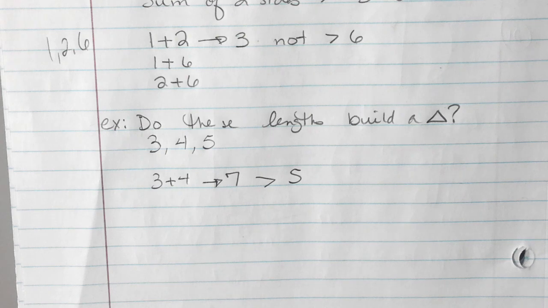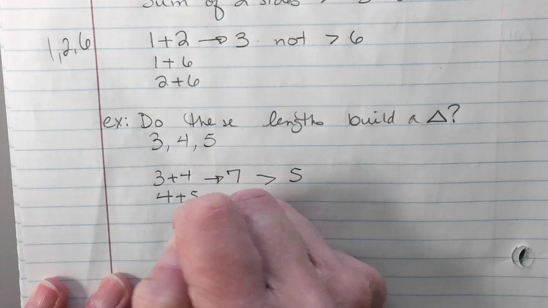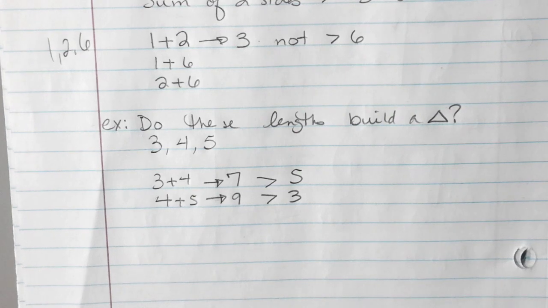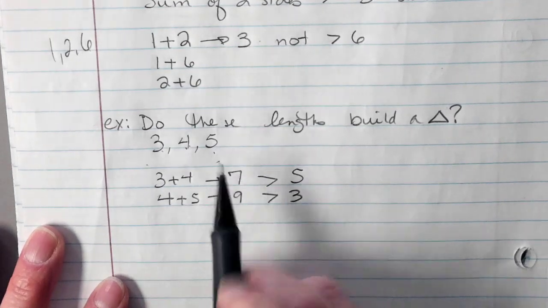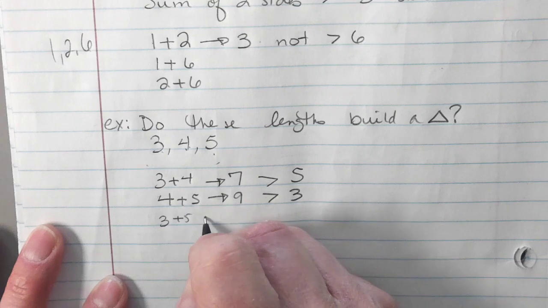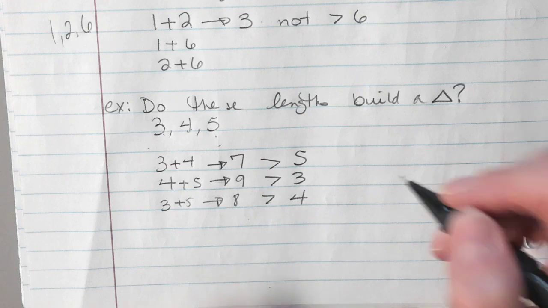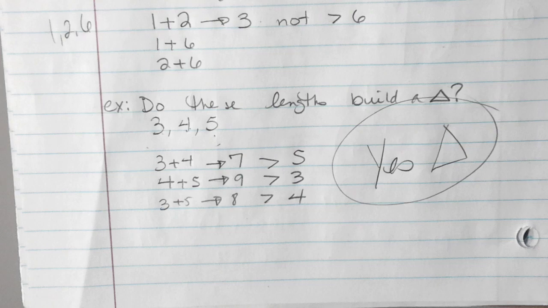So I paired up the two little sides. Now let's pair up the middle and the big side. 4 plus 5 makes 9. 9 is greater than the other side I didn't use yet. 9 is greater than 3. Hey, we're coming along. If we add together two sides, that has to be more than the third side. So I paired the 3 and the 4 and the 4 and the 5. I need to pair the 3 and the 5, so the little and the big. That's 8. 8 is greater than the other side. So the answer is yes, we can form a triangle.